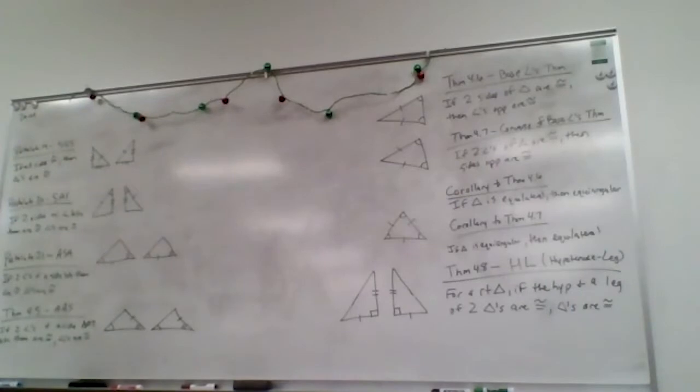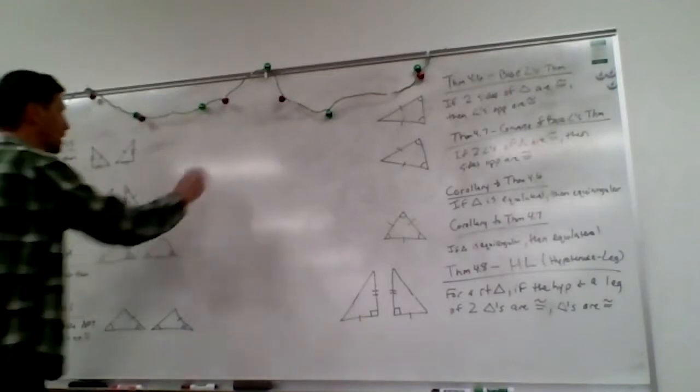All right, so let's see if we can use our theorems and postulates to do problems. 84. Let's start with 84. With 84, are the two triangles listed on number 84 congruent? So we've got triangles that look like this.